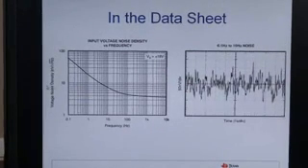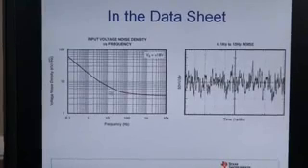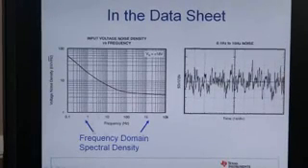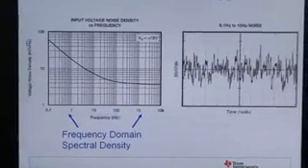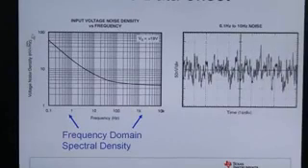In the data sheet, we're going to have a spectral density, and that's what is shown here. It's the frequency domain representation. On the horizontal axis, we have frequency. On the vertical axis, we have volts, in nanovolts per root hertz, which is a density.